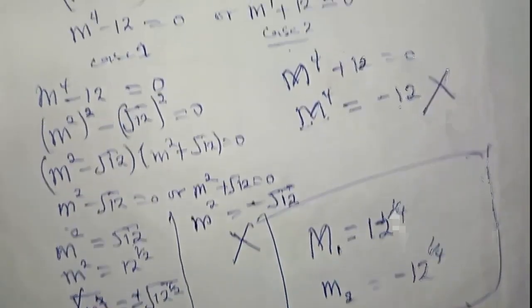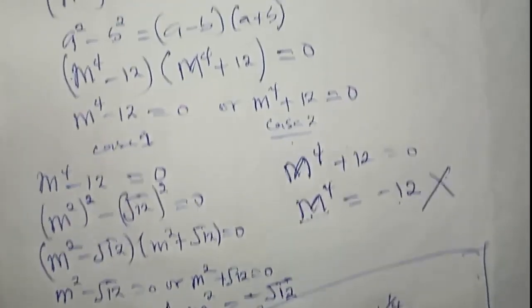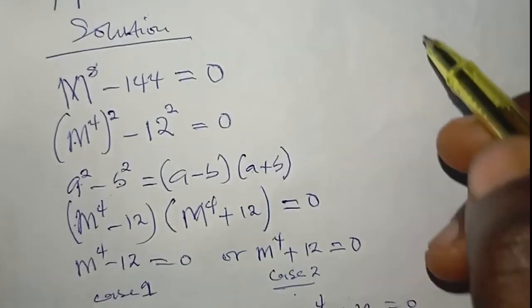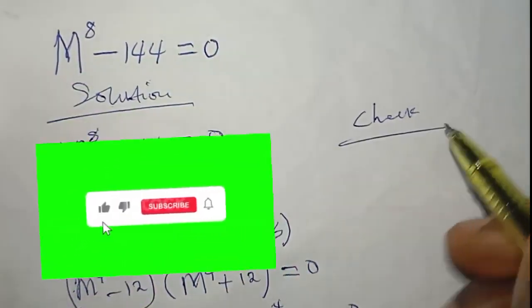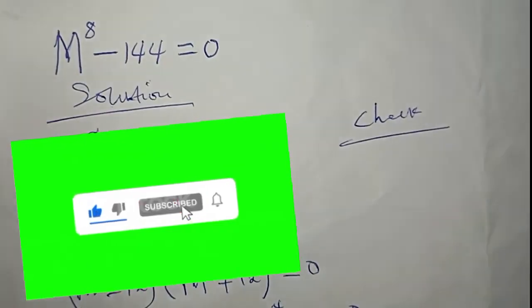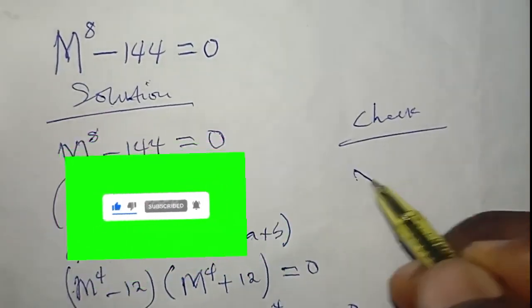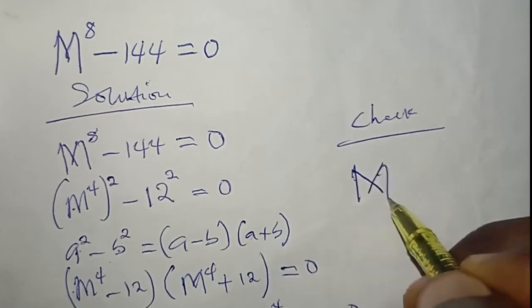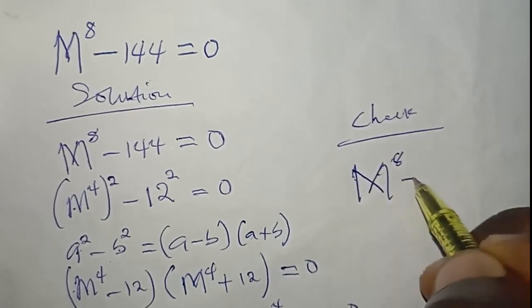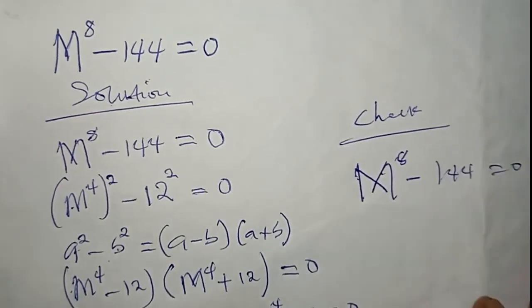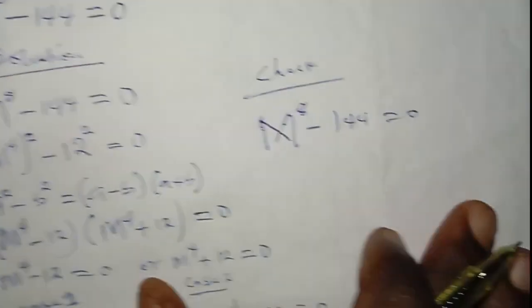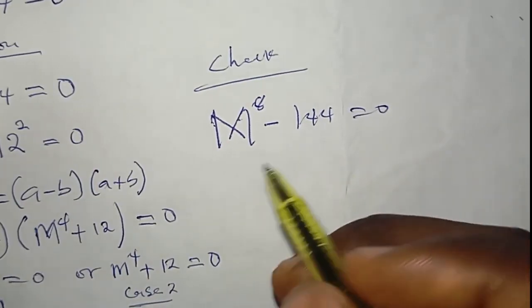So the next thing I'm going to be doing in the next few minutes, very quick, is to run a quick check to see if these two values of m satisfy the equation we are solving. So what we are solving here is m power 8 minus 144 is equal to 0. So we want to find out whether the two values of m we've got satisfy this.